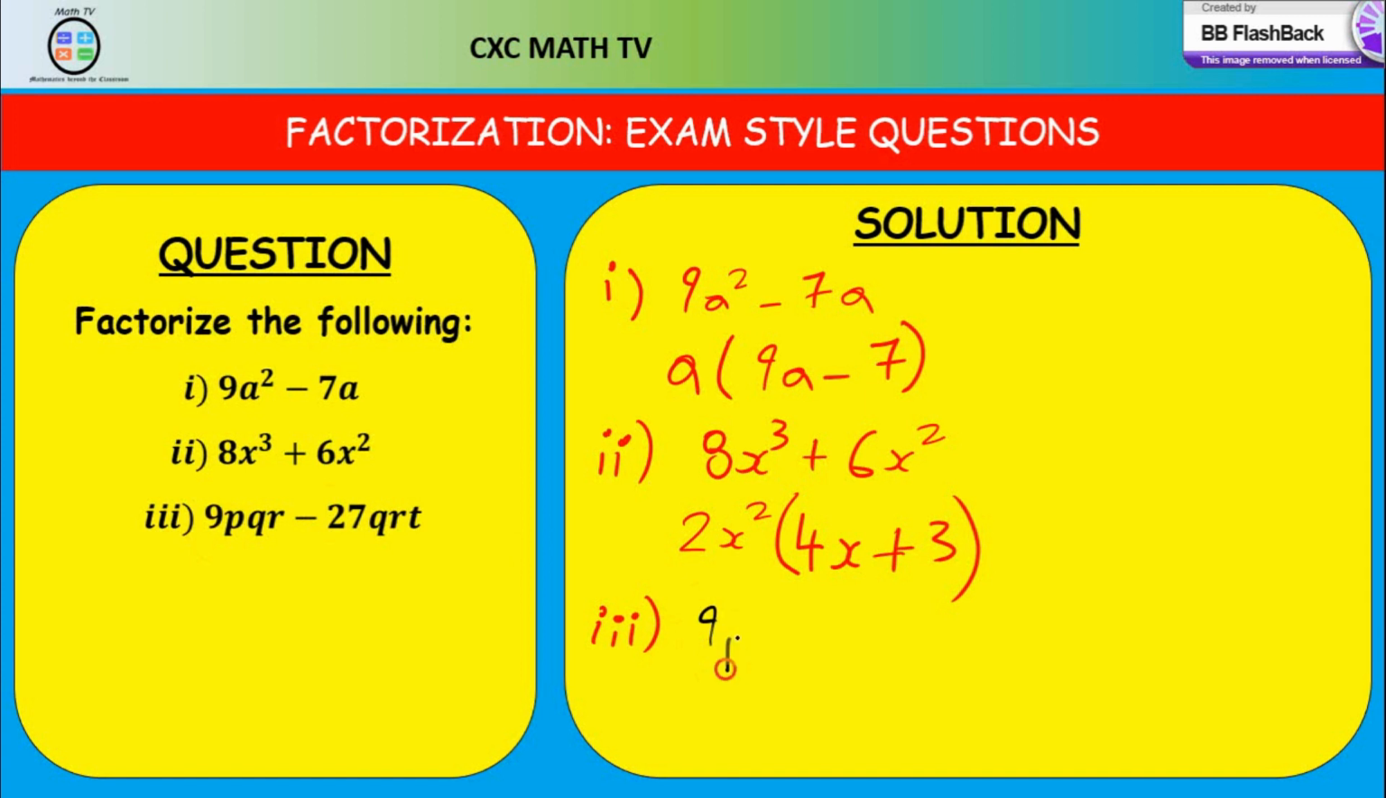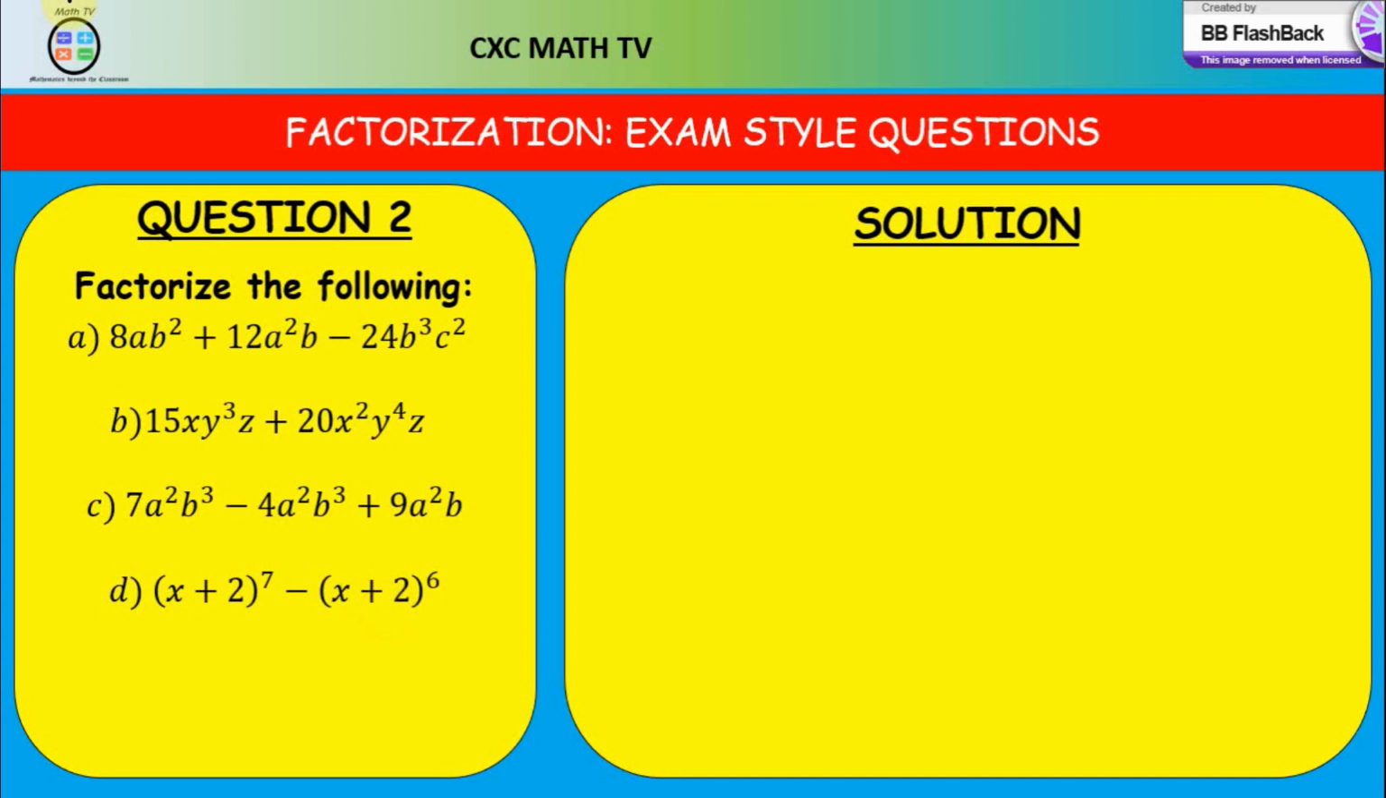Now, the third one, we have 9pqr minus 27qrt. What do they have in common? I see a 9 in common, a q in common, and I see r in common. So the highest common factor is 9qr. When we divide 9 by 9, that's gone, we still have our p. Minus 27 divided by 9 is 3. And when we divide by 9qr, the r and the q cancel, leaving just the t. So that is it: 9qr(p minus 3t). Finish.